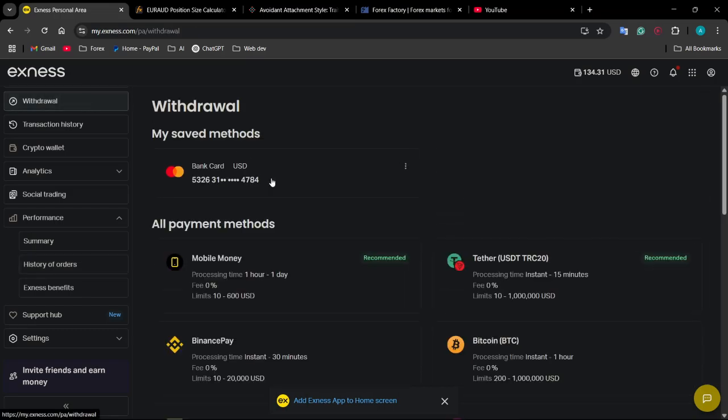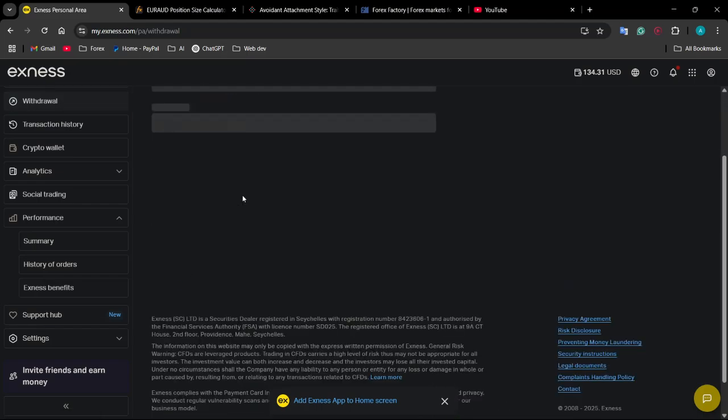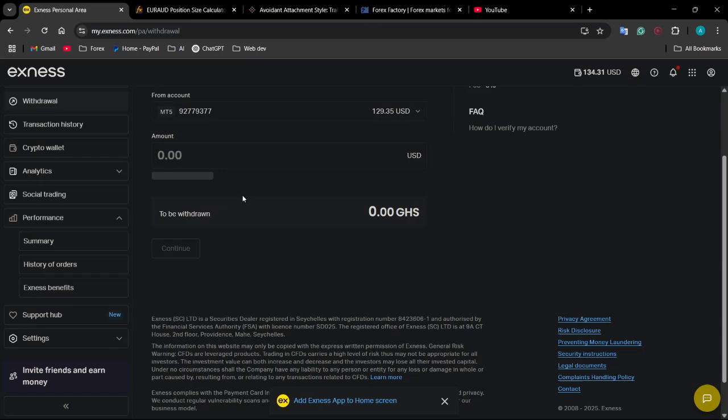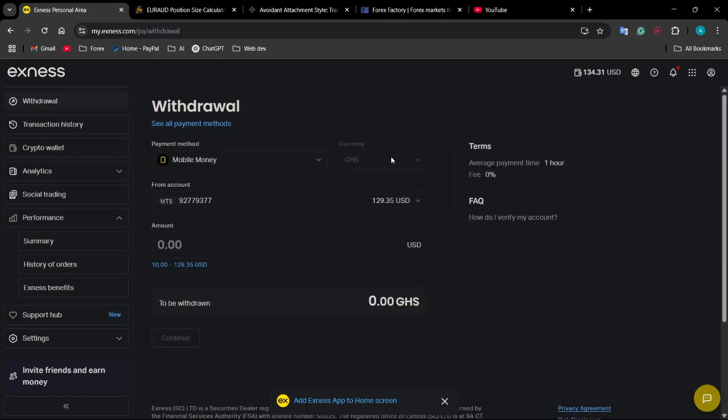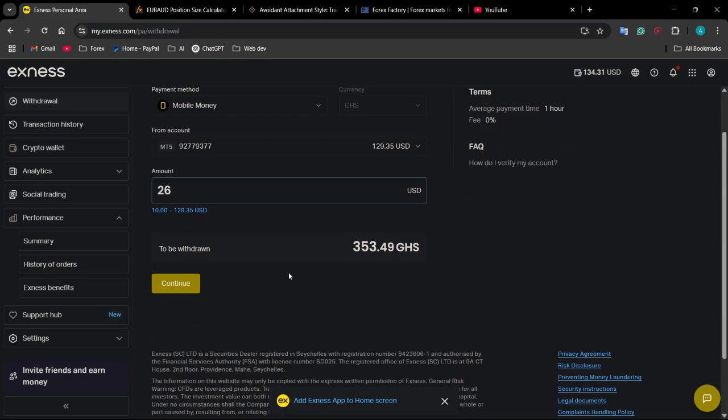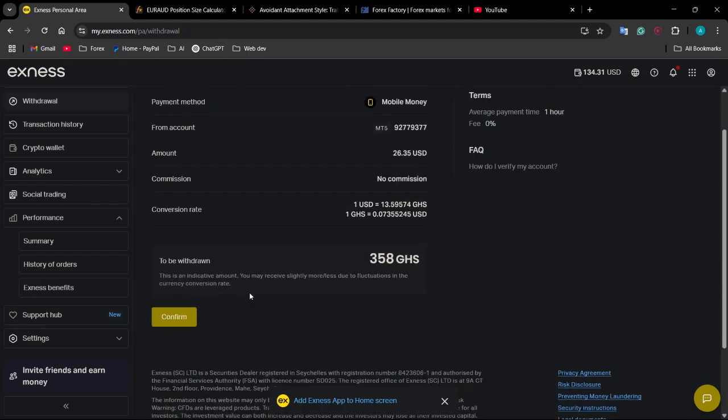So you see that it's live. This is my first withdrawal, bro. If you come this far, our first withdrawal. So I'm going to be drawing $26 out. That's all I need, because I'm going to put the rest back into the account as trading capital, because I'm going to try and scale it up to 1K and see how it goes. Continue. This is how much we get. Confirm.